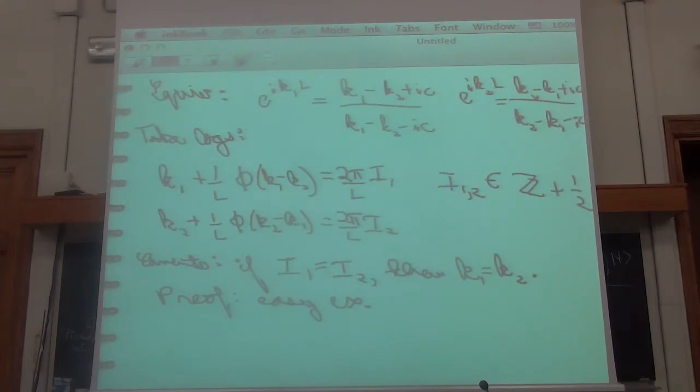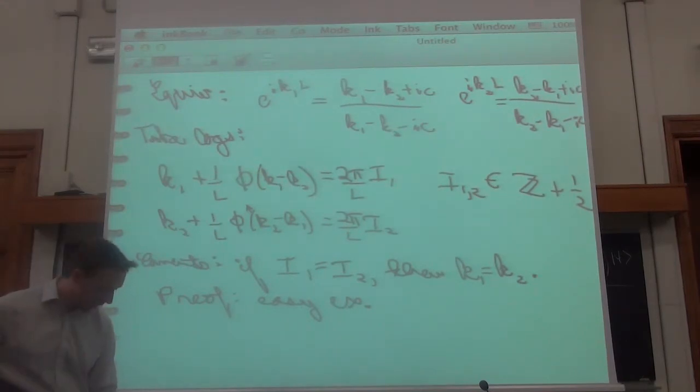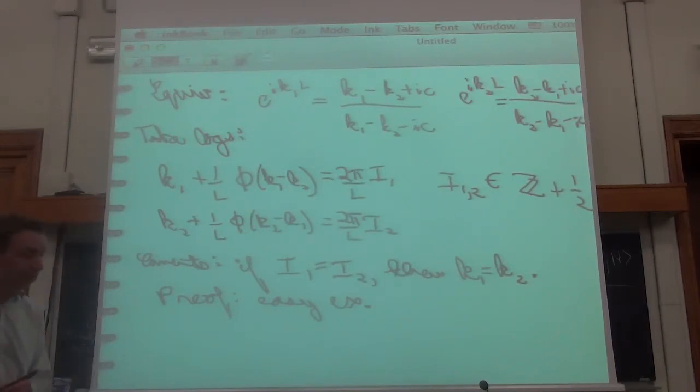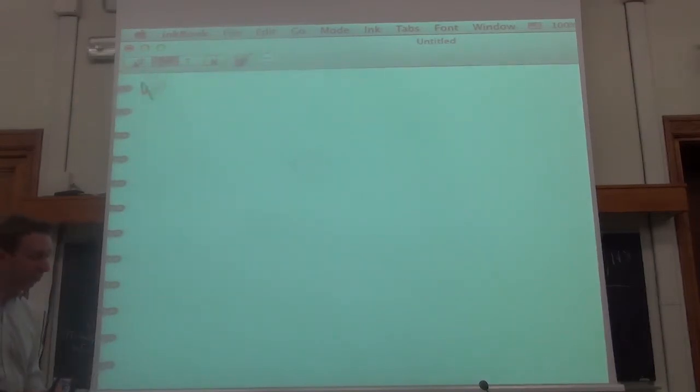Okay, and if you subtract these two equations here, of course, trivially, if you have that these two are equal, then these combinations have to be equal, and because the arctan of 0 is 0, it means that this is automatically the solution. Okay, so this is trivial. So slightly less trivial is the generalization to many particles.